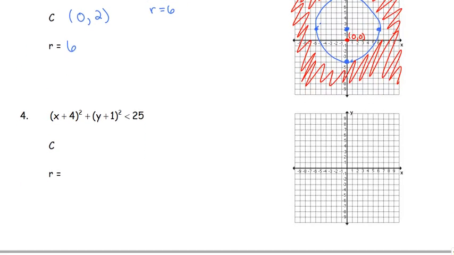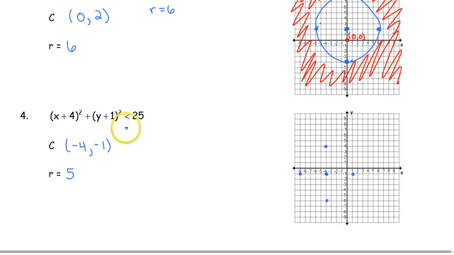Okay, so we look at our next one, and we've got another inequality. We first start with our center. So the positive 4 is a negative 4 when we take it out. The positive 1 is a negative 1. And if r squared is 25, that means our radius is 5. So we start at our center at (negative 4, negative 1). Radius 5, so we go right 5, down 5, left 5, and up 5.